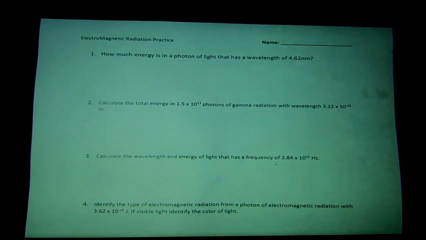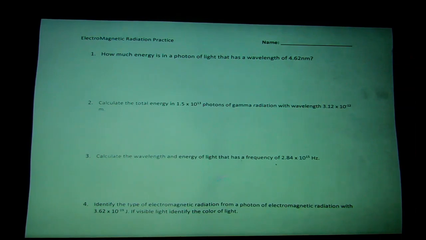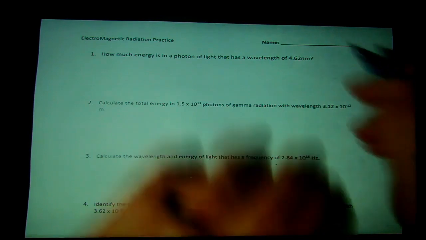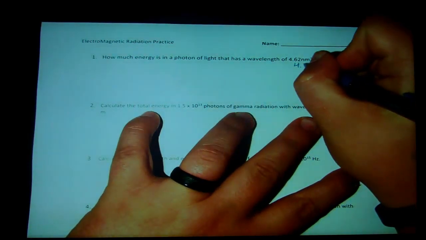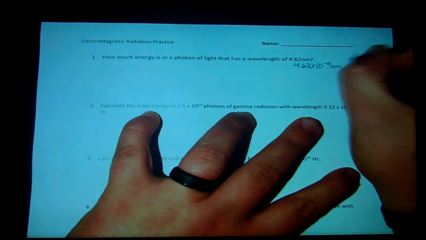So, how much energy is in a photon of light that has a wavelength of 4.62 nanometers? Automatically, I'm going to look and say, I have to convert this to 4.62 times 10 to the negative 9 meters.